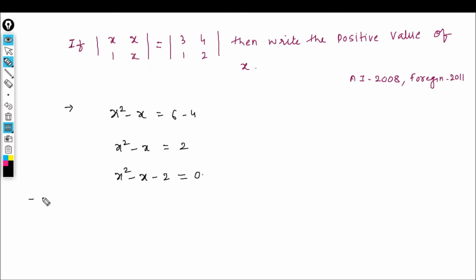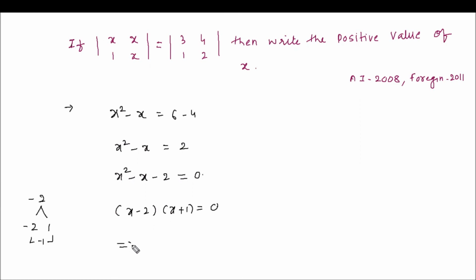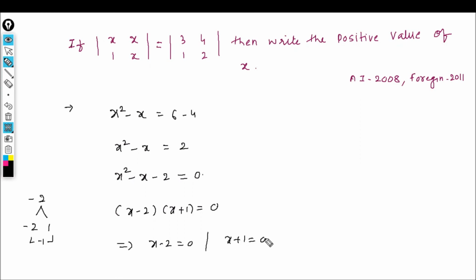What are the factors of minus 2? Minus 2 into 1. Difference is minus 1. It is x minus 2, x plus 1 is equal to 0. This implies x minus 2 is equal to 0 or x plus 1 is equal to 0. This implies x is equal to 2 or x is equal to minus 1. So we have to write positive value of x. Therefore, required value x is equal to 2.